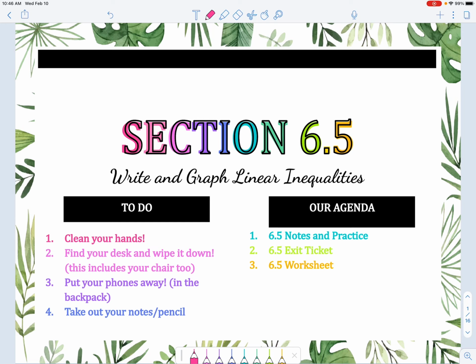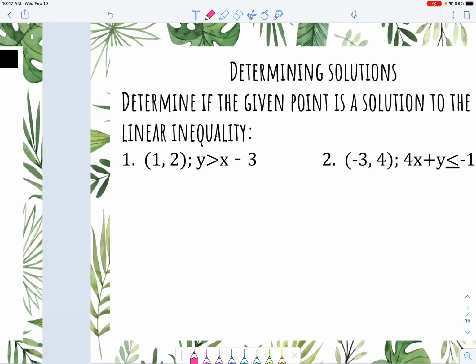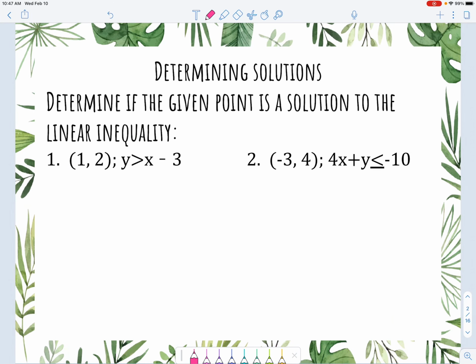In this video I'm going to be walking you guys through section 6.5. This lesson is all about how to write and graph linear inequalities. It's assumed that at this point you've covered everything in chapter 5, which is all about how to write and graph linear equations. Linear inequalities is not that much different. A lot of the skills that you learned in chapter 5, you're going to use them here. So let's go ahead and get started.